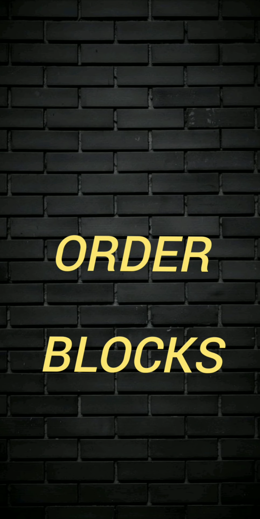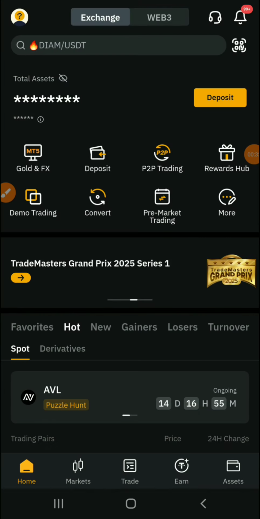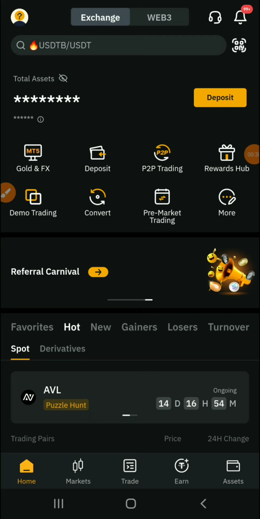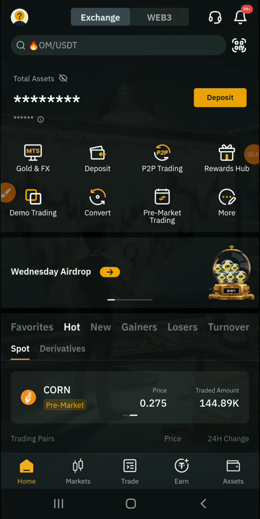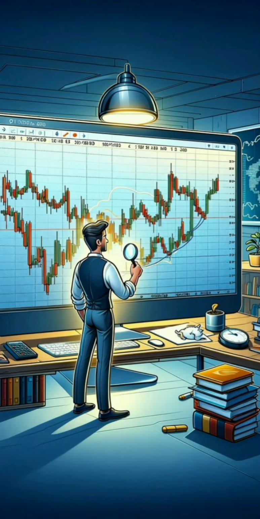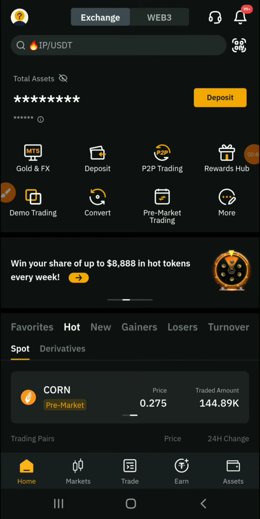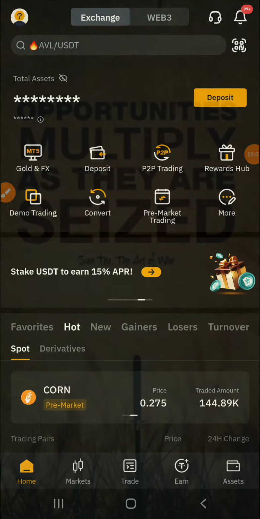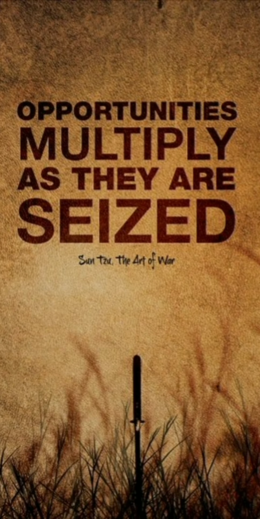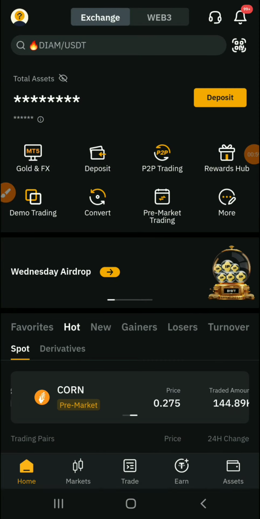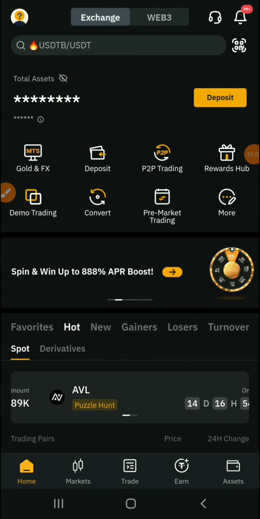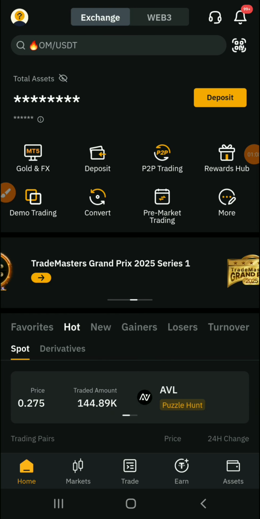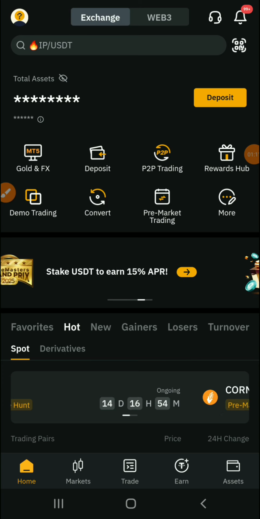This is the power of order blocks. These powerful price zones where institutional traders make their moves can become your trading edge if you know how to identify them. In this video, we are going to uncover the secrets behind spotting and mastering how to trade order blocks. As the ancient philosopher Sun Tzu once said, opportunities multiply as they are seized. In trading, the opportunity lies in understanding the market's true structure and seizing the right moment. Order blocks give you that moment, if you know how to seize them, of course.